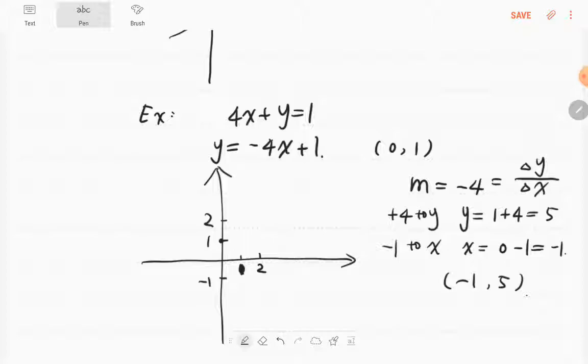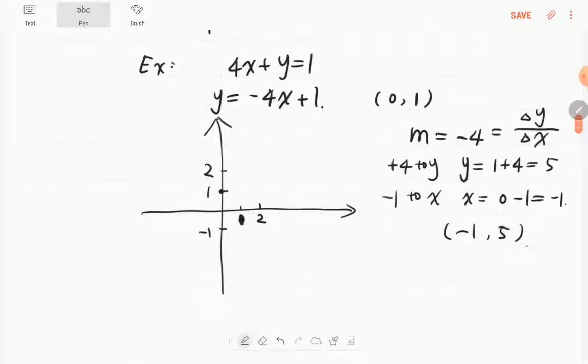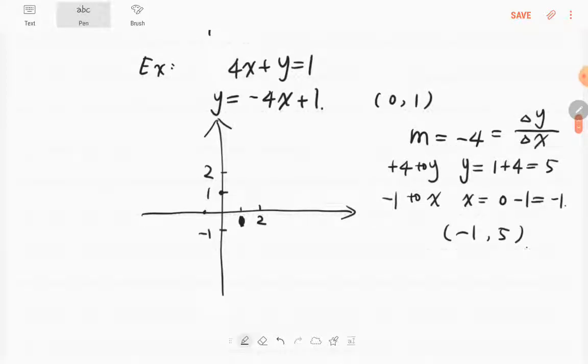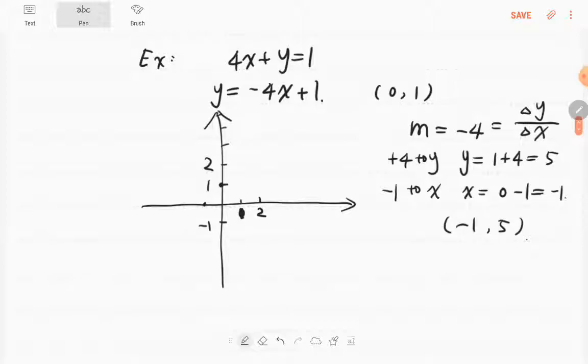Okay, it's negative 1, 5. So negative 1, 3, 4, 5. So it will be around this point. So we can connect these 2 points. It should be a straight line, sorry. It should be a straight line. We should connect these 2 points. One point is just the y-intercept. Another one is this point, point 2.